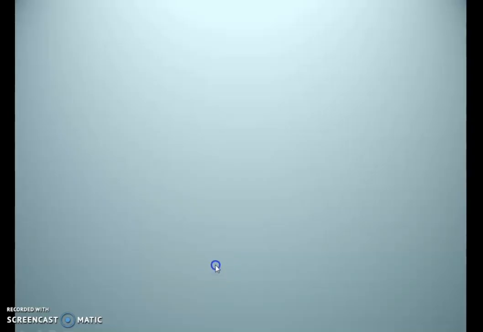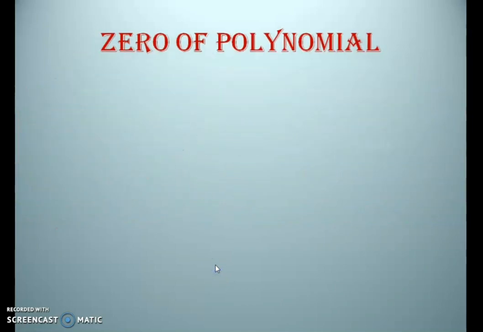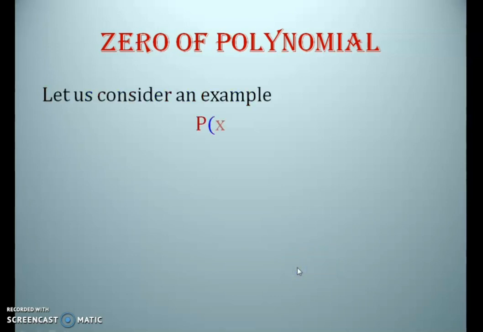Hi, today we are going to discuss the topic zero of a polynomial. Let us understand this concept with a simple example. We can consider a polynomial p of x equals x plus 8. Now, what value of x makes p of x equal to 0? That is, the value of the polynomial x plus 8 should be equal to 0.